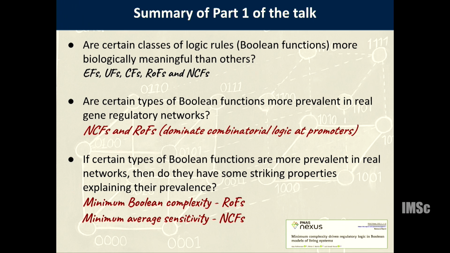To summarize the first part of the talk, are certain classes of logic rules more biologically meaningful than others? We have presented some: effective, unate, canalizing, read-once functions, and NCFs. Are certain types of Boolean functions more prevalent in real gene regulatory networks? It turns out that 2 classes, NCFs and ROFs, are. And if they are prevalent, are there certain properties associated with them which could plausibly explain their preponderance? We show that the set of ROFs, which includes NCFs, minimizes the first notion of complexity, Boolean complexity, and NCFs, which are a subset of ROFs, also minimize another notion of complexity, which is the average sensitivity. So that's the story in the paper.